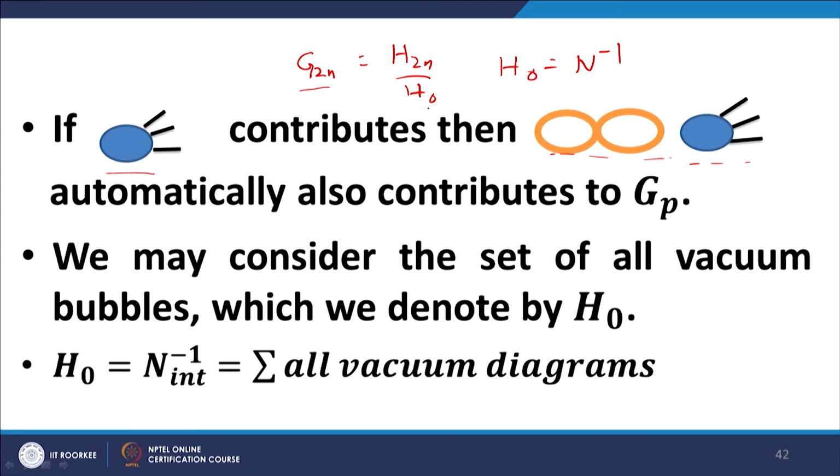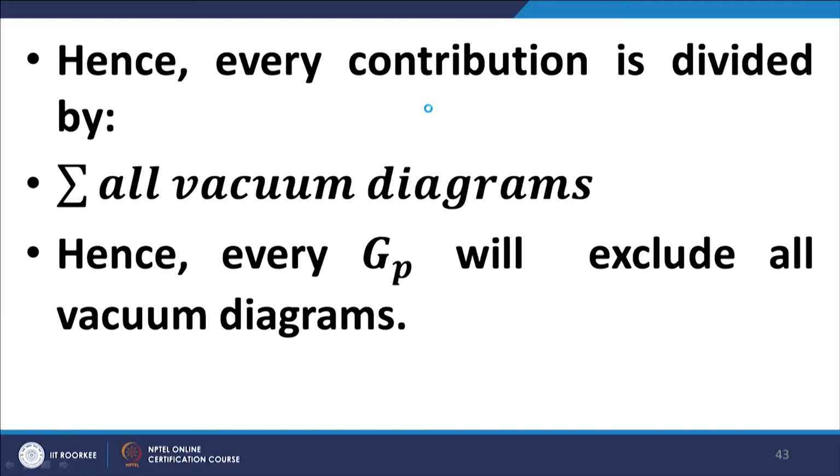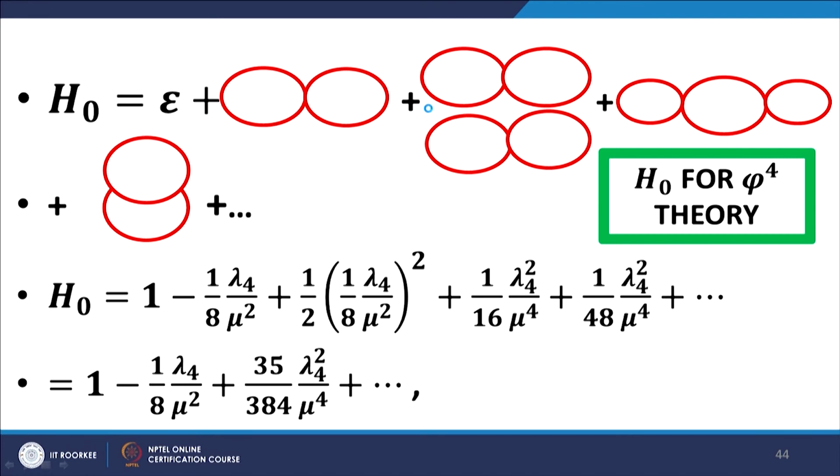Putting it either way, either you sum over all Feynman diagrams and then remove the vacuum bubbles because they represent the normalization, or you sum over all Feynman diagrams excluding the vacuum bubbles. So, hence all that is what I mentioned, every Green function will exclude all vacuum diagrams, because the vacuum diagrams constitute the normalization, relate to the normalization.